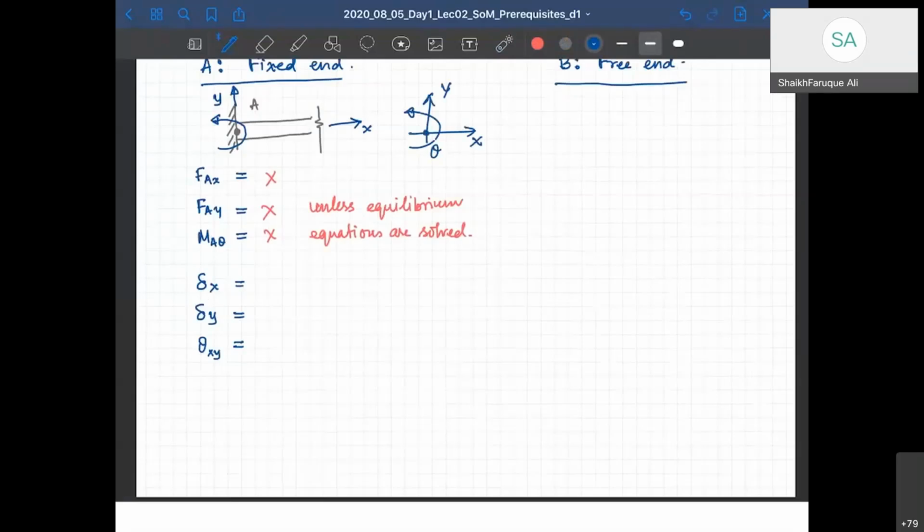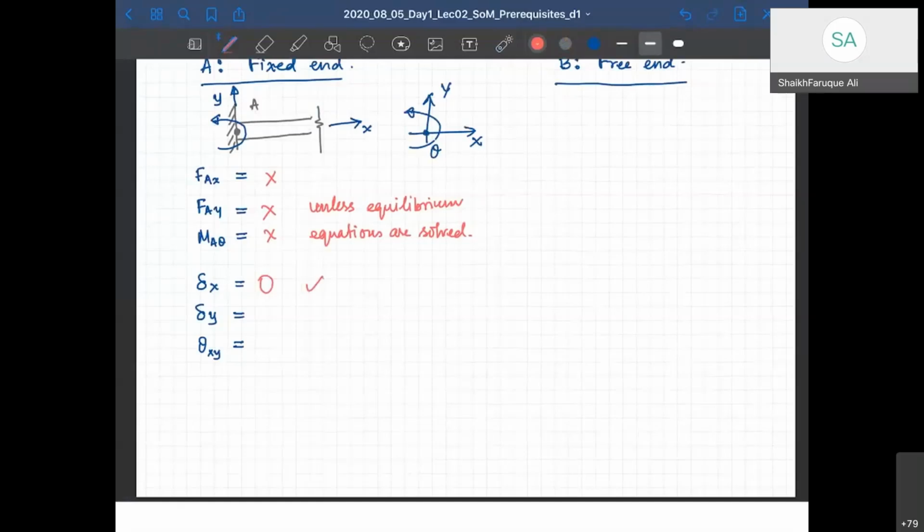Can point A move along the x direction? I said it is fixed. So the point is fixed to that coordinate. It will not move. So I know it before solving my boundary conditions. So that's going to be 0 and known.